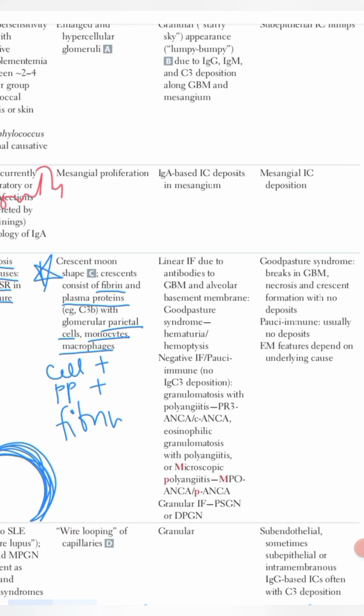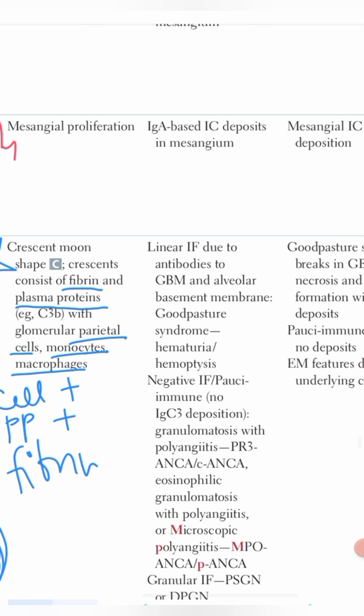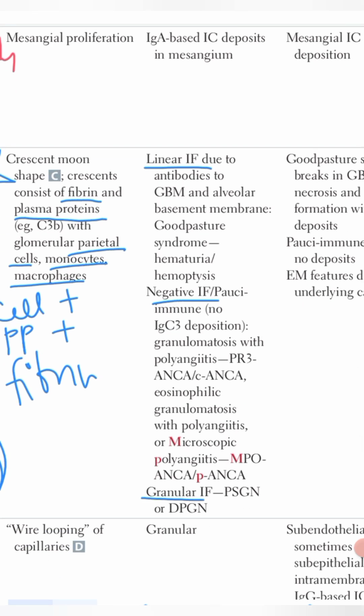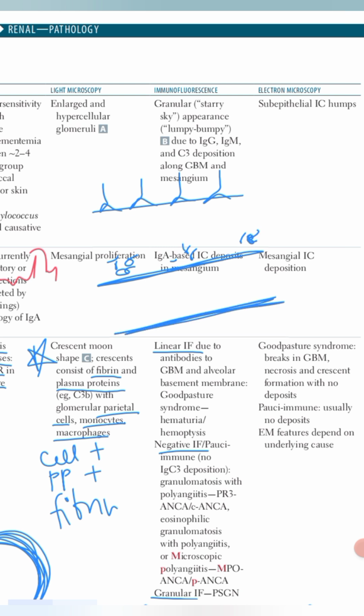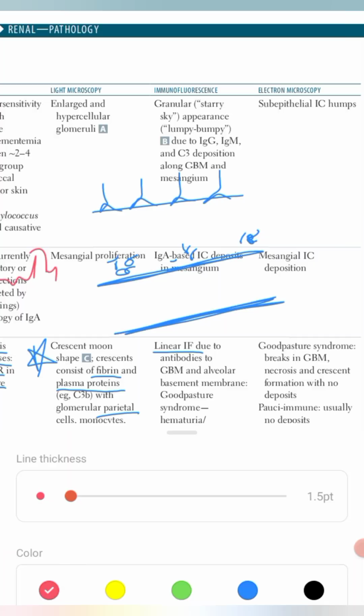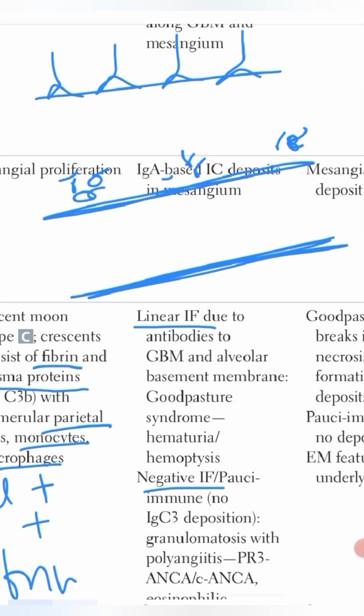If we see under immunofluorescence, we will see three patterns. There is a linear pattern, there is a negative immunofluorescence, and the third one is the granular pattern. If the antigen-antibody complexes are arranged in a linear pattern, it is known as linear immunofluorescence. If they are arranged in granular patterns, some deposits are here, some are here in the form of granules, this pattern is granular. And if there is no deposition of any immune complexes, it is known as pauci-immune or negative immunofluorescence. First of all, linear immunofluorescence is seen in Goodpasture syndrome.